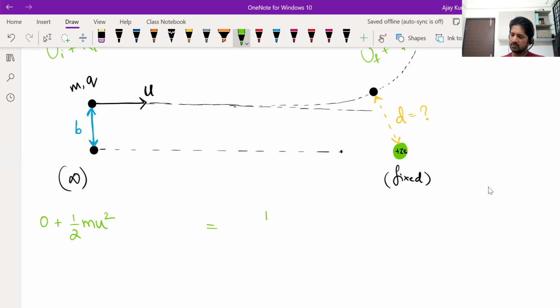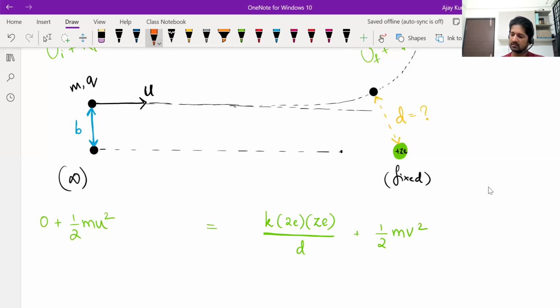Then the potential energy becomes K Q1, the charge of an alpha particle is 2e, Q2, the charge of the nucleus is Ze, divided by the distance between them, D. K Q1 Q2 by D is the potential energy between two charges, and both are positively charged. So this is the final potential energy plus the final kinetic energy of the alpha particle, half mv square.